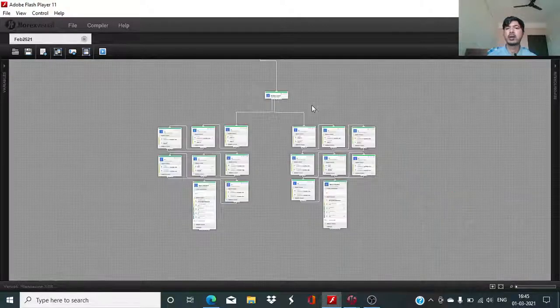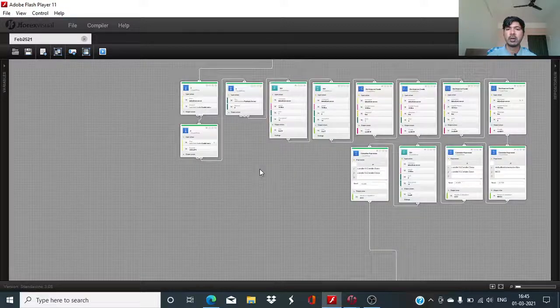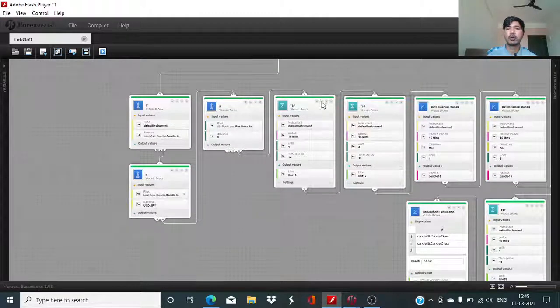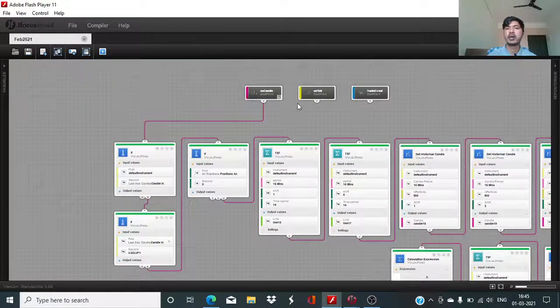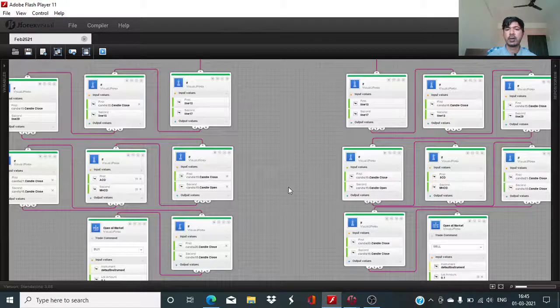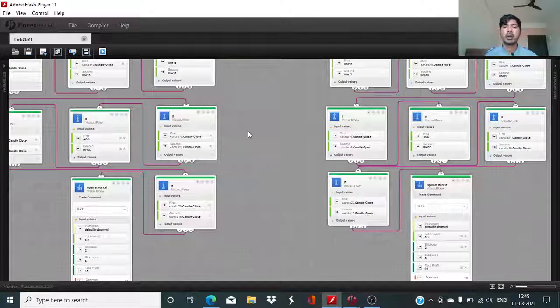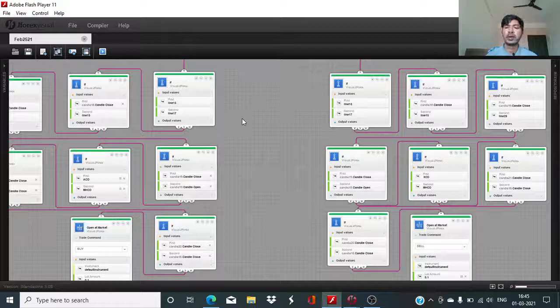Okay, and to make sure the flow is going through, I will color code this to check it. Yes, it looks good. Everything is passing till the trade execution order. So whenever these conditions are fulfilled, the trade will be executed.